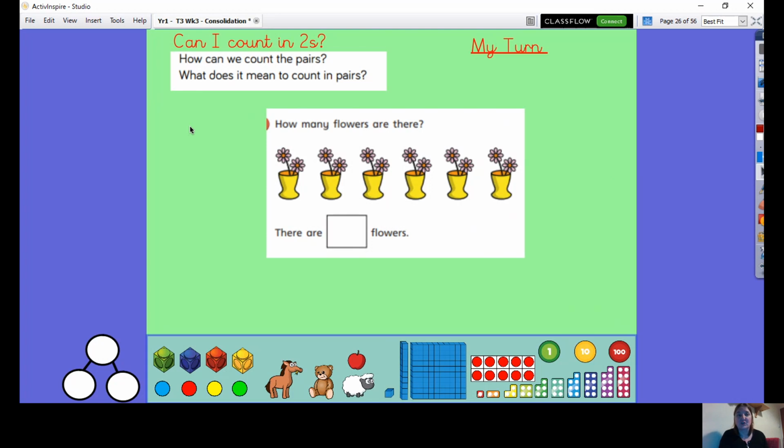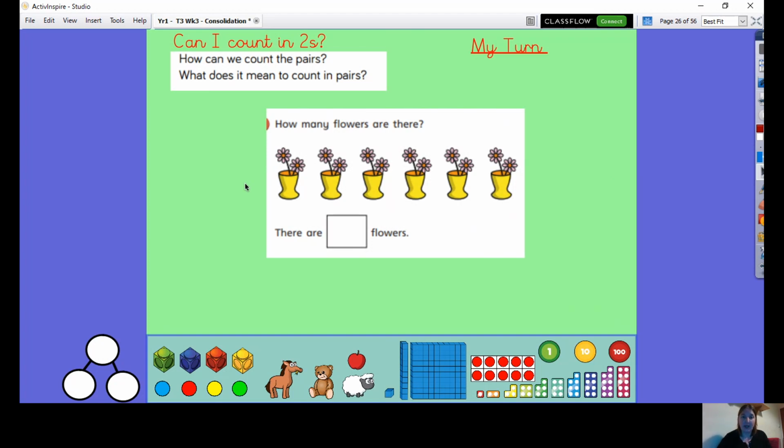So you might have pairs of socks, you have two socks. You might have pairs of gloves, it means you've got two gloves. So when we talk about pairs, we talk about in two. So here in each vase, there are two flowers. So there's two in there, two in there, two in there, two in there, two in there, and two in there. Now if I'm not sure, I could go 1, 2, 3, 4, and like that.